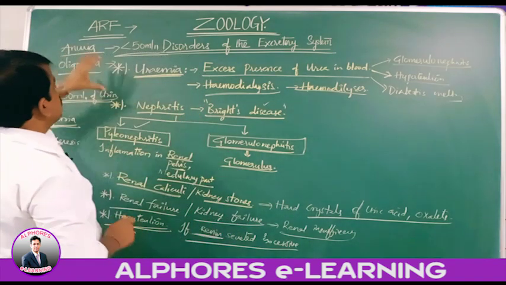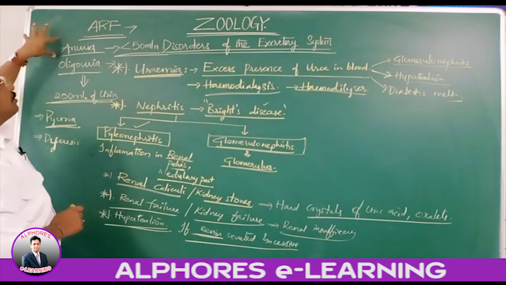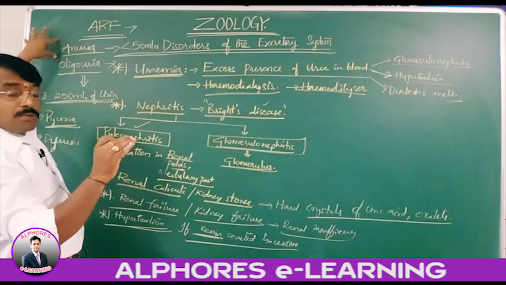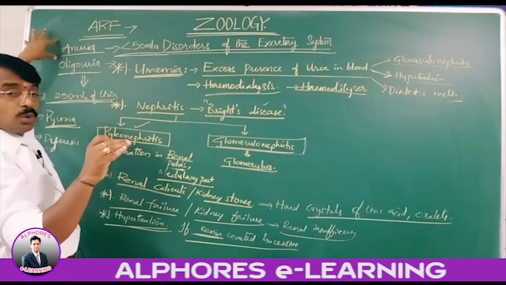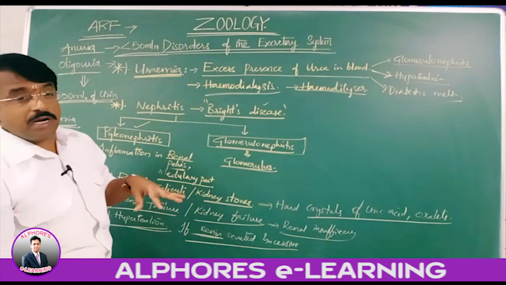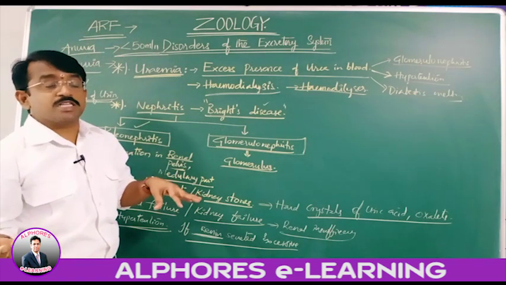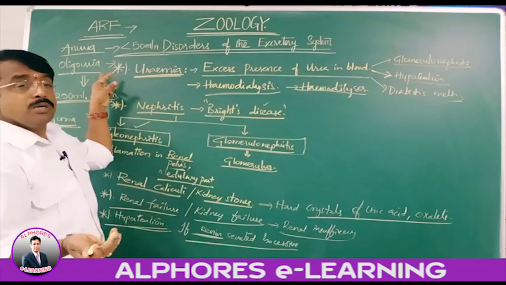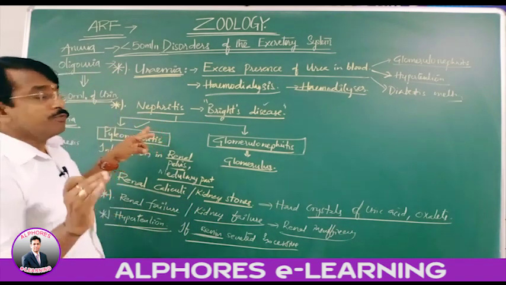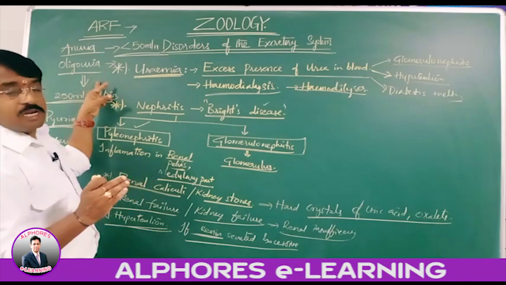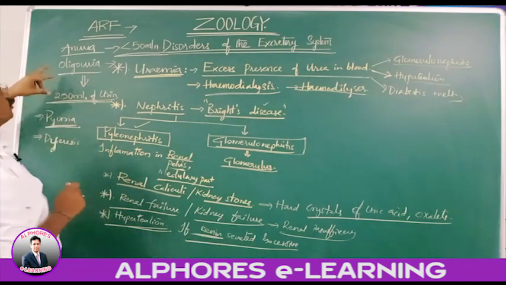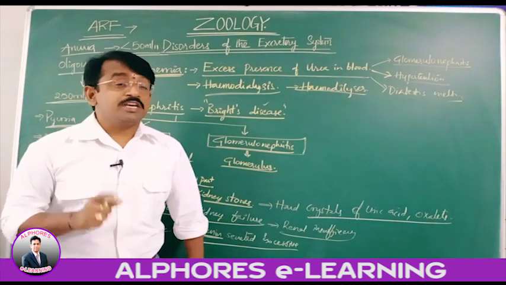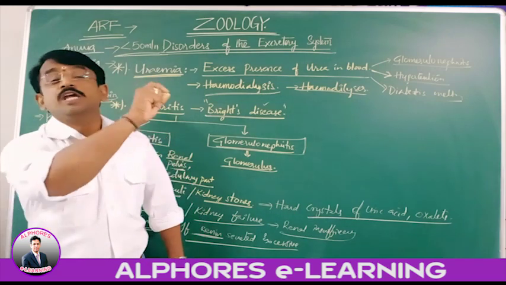So the term anuria means no urination. A refers to no urination. 50 ml per day cannot be considered as urination. That's what it is, anuria. Oliguria. Oligo refers to less. If 250 ml of urination is done per day, it is oliguria. And dysuria refers to painful urination.